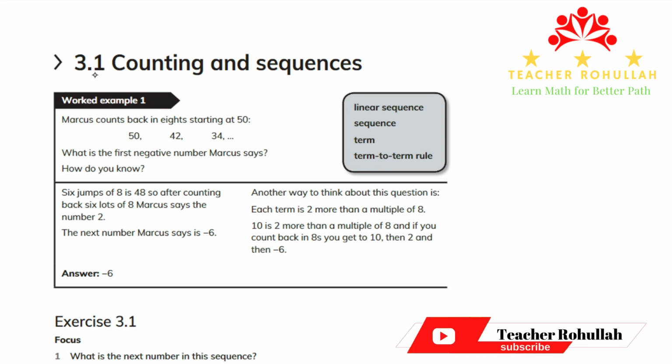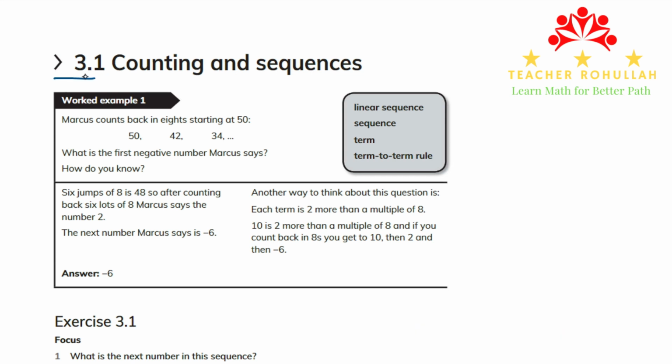In this lesson, I'm going to work on exercise 3.1 of Cambridge Primary Mathematics Workbook 5. This exercise is about counting in sequences. In the first part of this exercise, we have a worked example. It says, Marcus counts back in eights, starting at 50. What is the first negative number Marcus says, and how do you know?